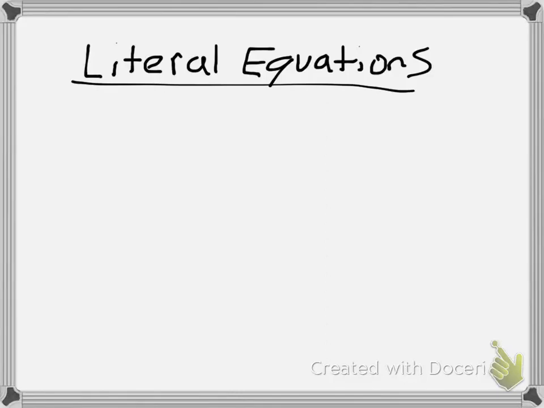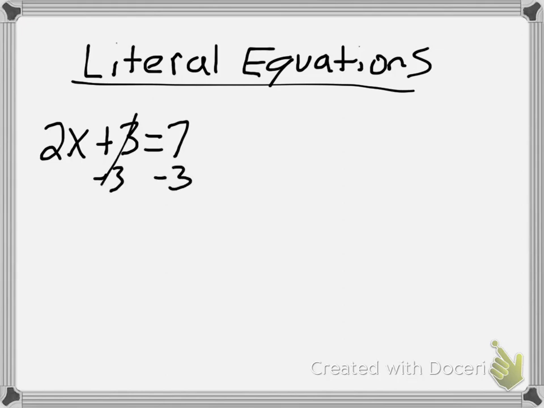Alright, so what we're going to start looking at is literal equations today. Now, I'm going to look at two equations side by side. So let's say we have 2x plus 3 equals 7. If we were to go through and solve this, the first thing we would have done was get rid of the plus 3, so we would have minus 3 to both sides, which would give me 2x equals 4, and then to solve for x we would have divided by 2, and we would have had x is equal to 2.